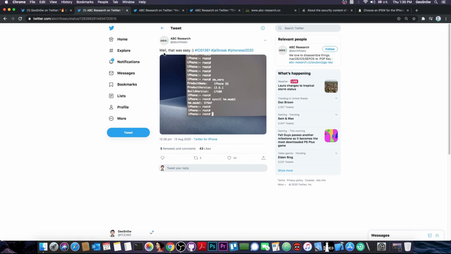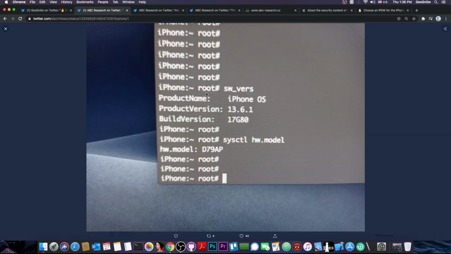But anyways, they posted this quote, "Well, that was easy, iOS 13.6.1 jailbreak iPhone SE 2020." Now for those of you who are not aware, iPhone SE 2020, the spin-off of the iPhone SE, is basically having the A13 chip. It's basically an iPhone 11 with a different case. So the SoC, or system on a chip, is basically A13. So they do prove in here the fact that they do have SSH access.